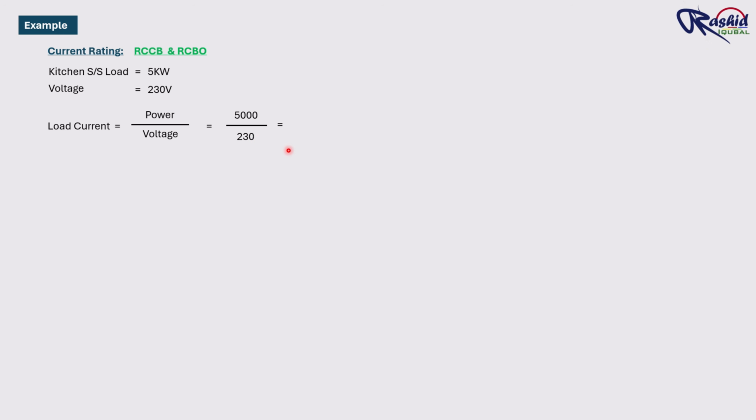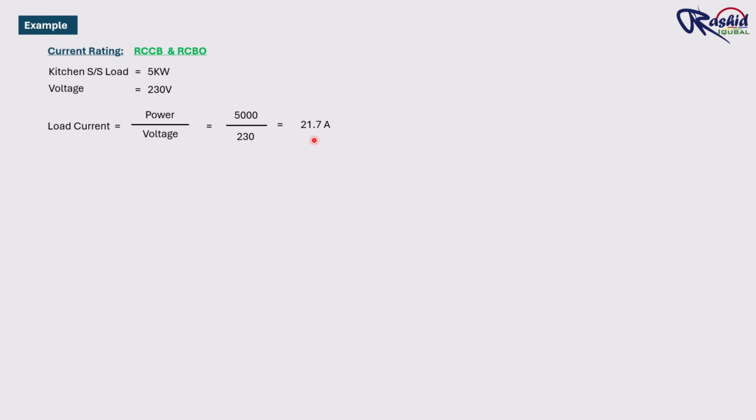Suppose we have a 5 kilowatt single phase appliance connected to a kitchen socket outlet. This is a switch socket outlet and the voltage is 230 volt. So as we know, the load current equals power divided by voltage. So the load current equals 5000 divided by 230 volt. After calculating this value, we get load current equal to 21.7 ampere.